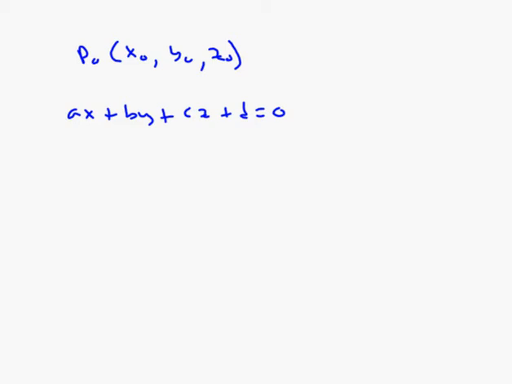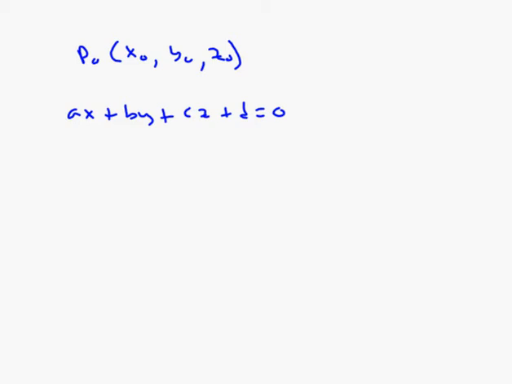Okay, so let's start. Let's just say the point that I'm interested in is going to be x0, y0, z0. And we have the plane ax plus by plus cz plus d equals 0. And our goal is to find the distance from that point to that plane.